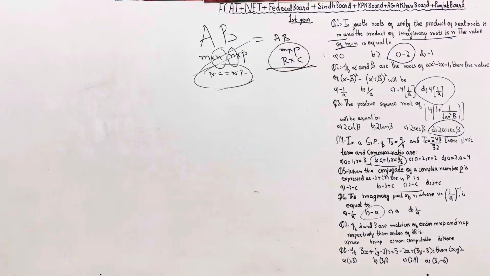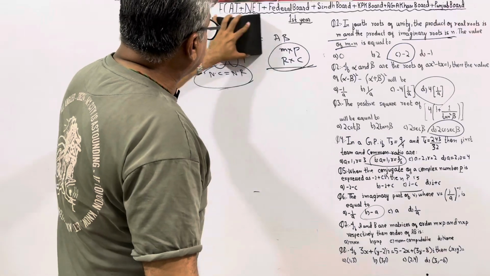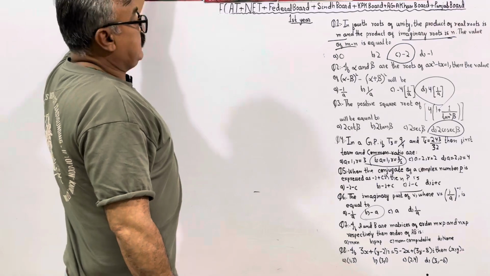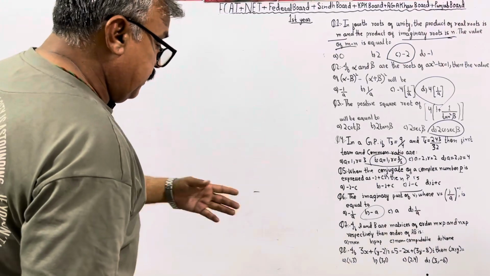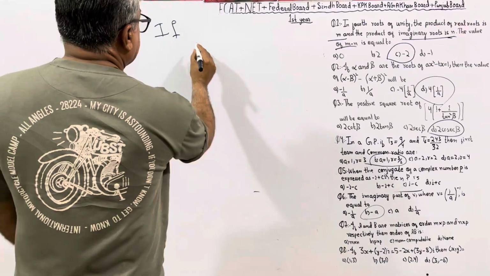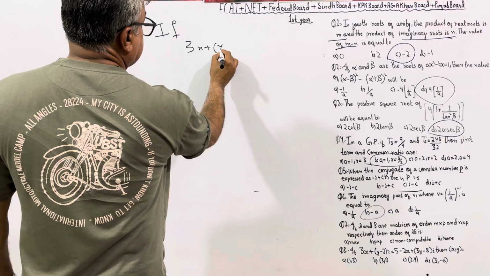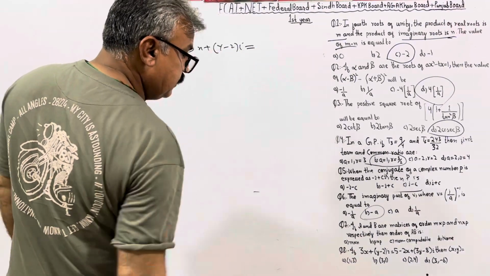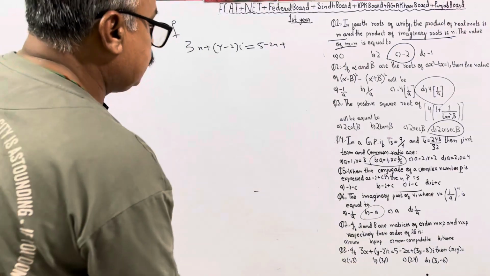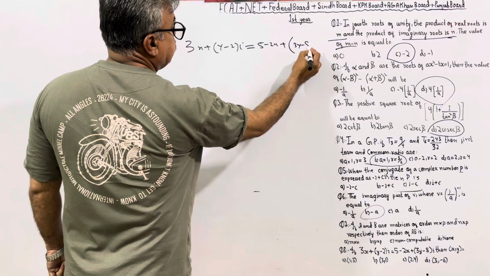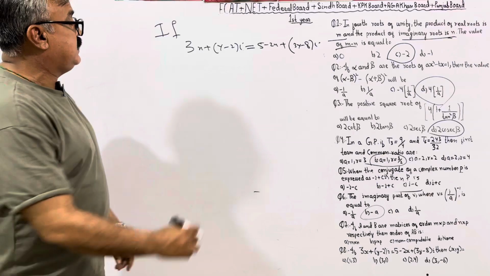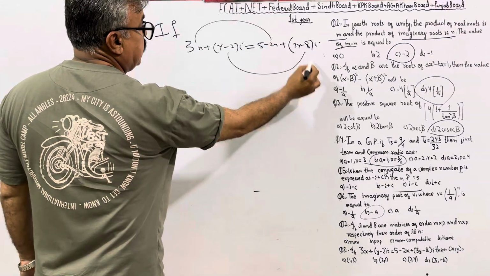Moving towards the last question, which is also based on complex numbers. We are familiar that when two complex numbers are equal, the real part is equal to the real part and the imaginary part is equal to the imaginary part. It's given to us: 3x plus (y minus 2) iota is equal to (5 minus 2x) plus (3y minus 8) iota. Look at this one. Equality lies here: real part is equal to real part, imaginary part is equal to imaginary part.